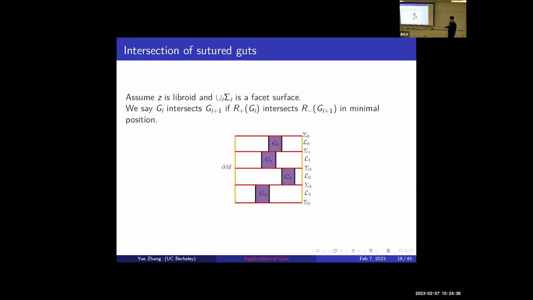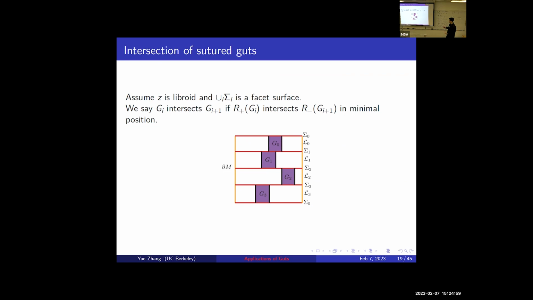I will just briefly describe how to use sutured guts to create a more complicated pair guts to add some volume. But this involves a lot of case-by-case analysis. I'll probably just briefly touch on it, and you can check more details in the thesis.